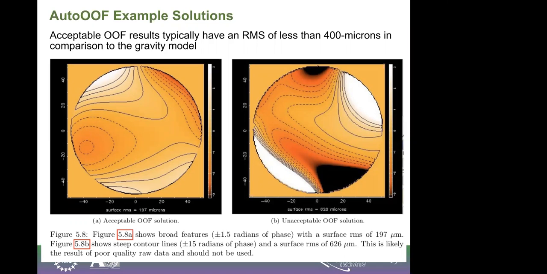Measuring the surface RMS, the one on the right shows an RMS of about 626 microns, whereas the one on the left shows a surface RMS of about 200. Anything that has a surface RMS of less than about 400 microns is usually an acceptable result. If you see large surface variations, or a very large RMS, that's usually an unacceptable OOF solution, and you wouldn't want to apply it.